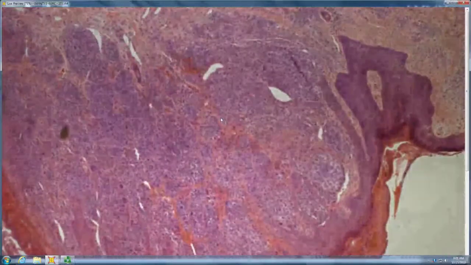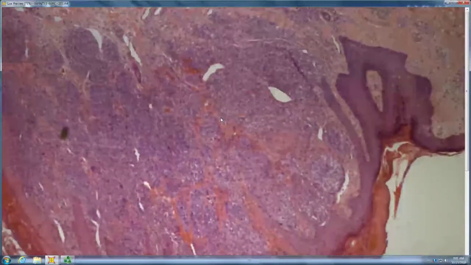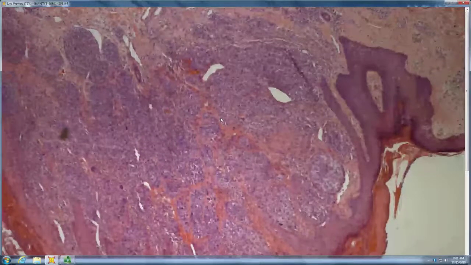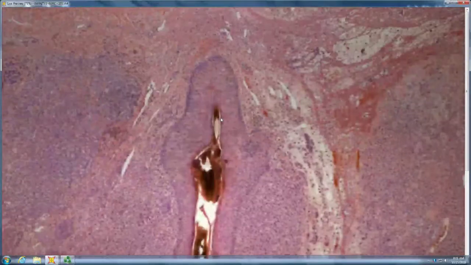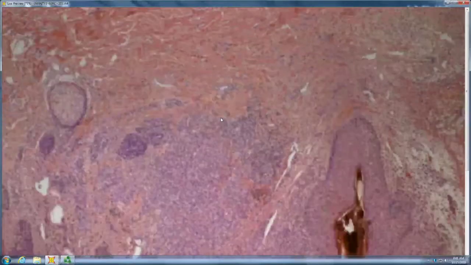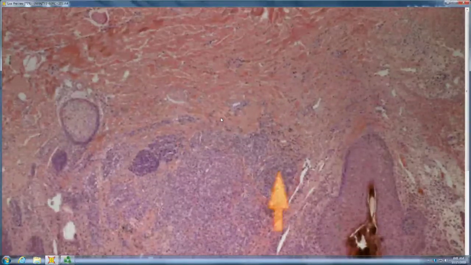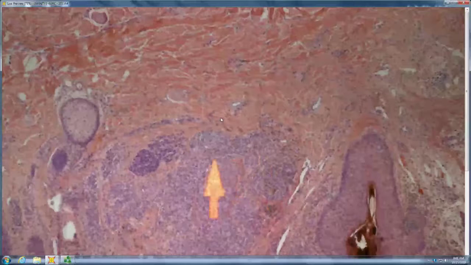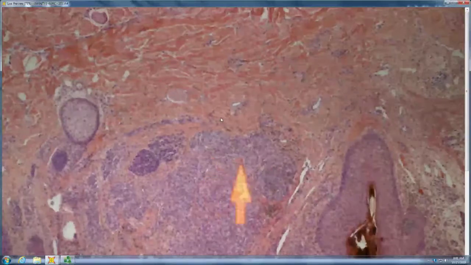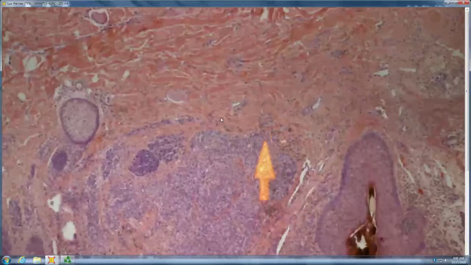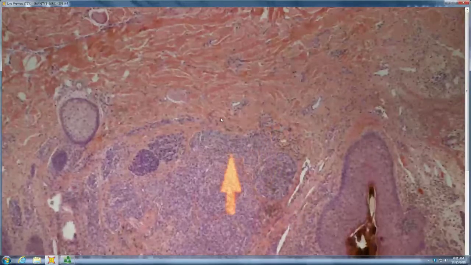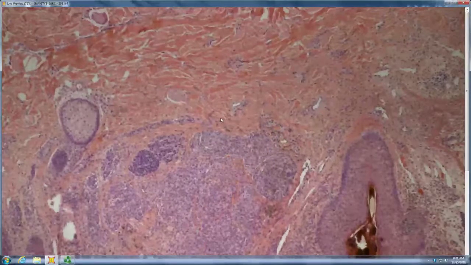Melanocytic proliferation. Does it mature and disperse at the base? Pretty big nest down there. So no, it doesn't mature, nor does it disperse at the base.